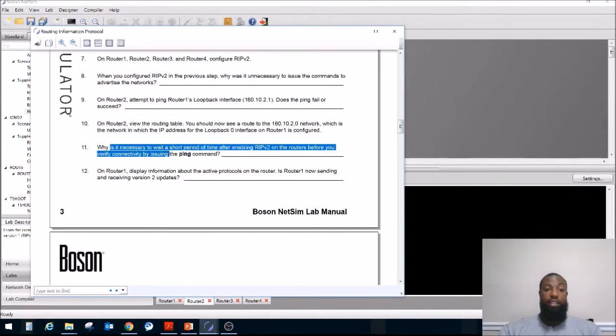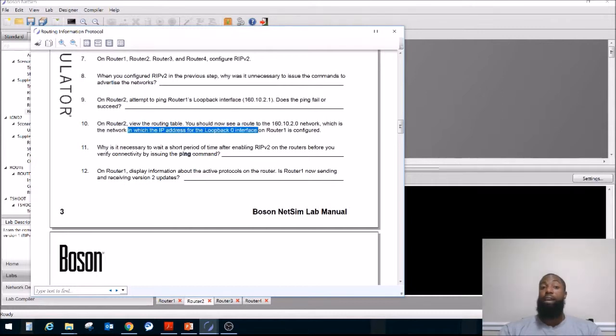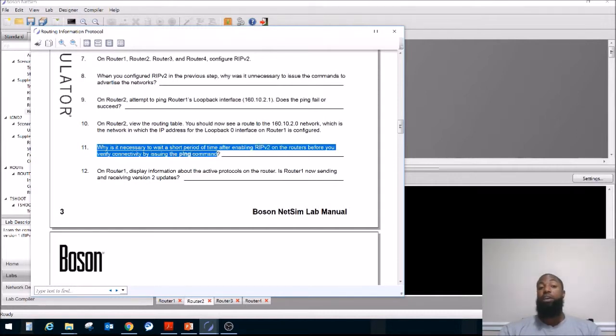Steps 10, 11, and 12. View the routing table. You should now see a route for the 2.0 network, which is the network in which the IP address for the Loopback 0 interface on router 1 is configured. We did that. Why is it necessary to wait a short period of time after enabling RIP version 2 on routers before you verify connectivity by issuing the ping command?